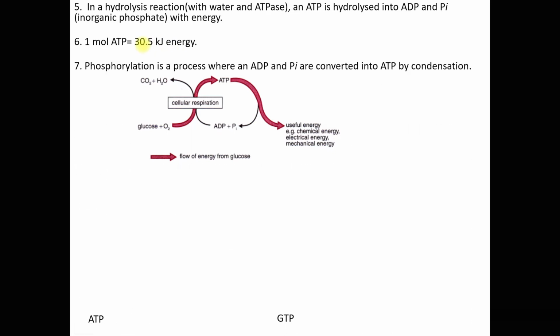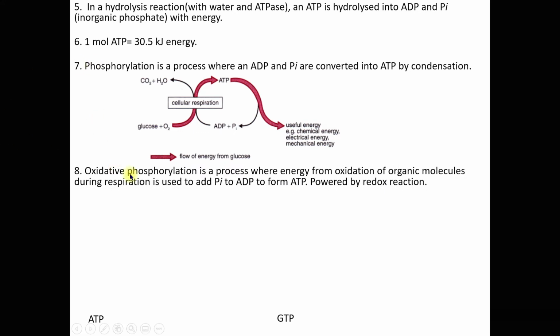Phosphorylation is a process where an ADP and an inorganic phosphate are converted into ATP by condensation. So whenever you see the term phosphorylation, it is a process where ADP and Pi become ATP through condensation. You will come across this word many times in this last chapter, which is cellular respiration.